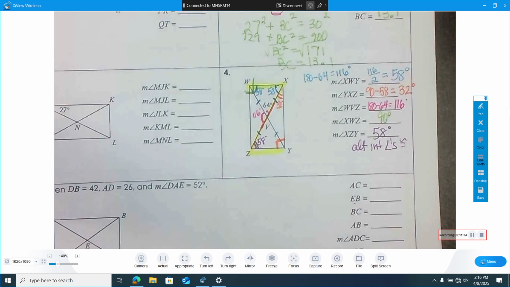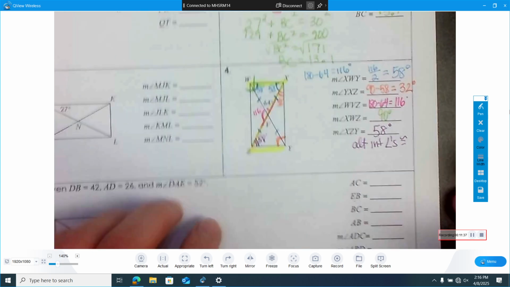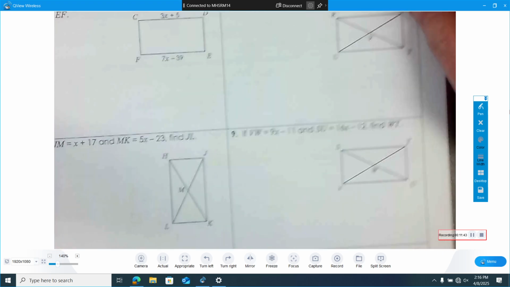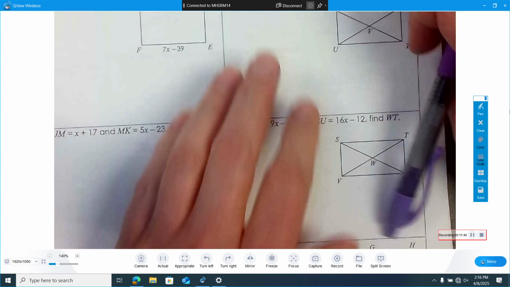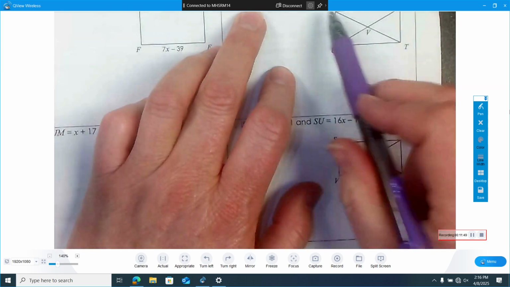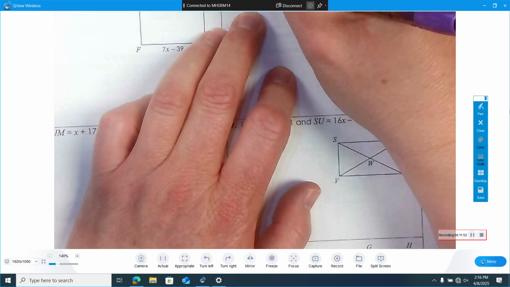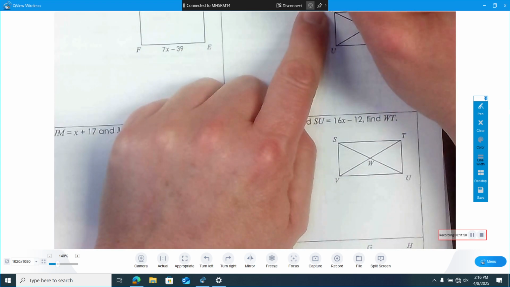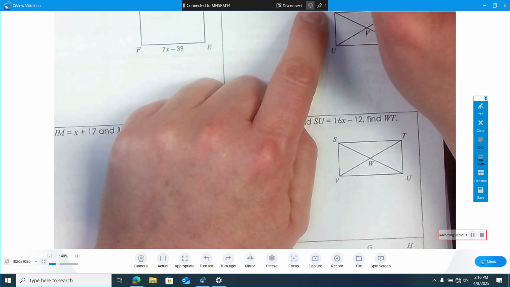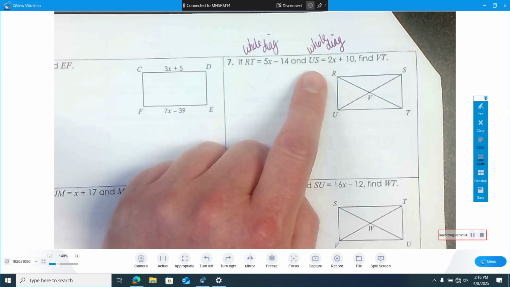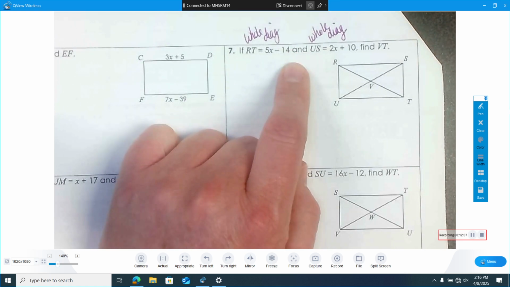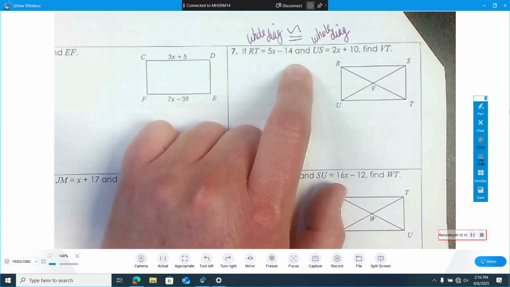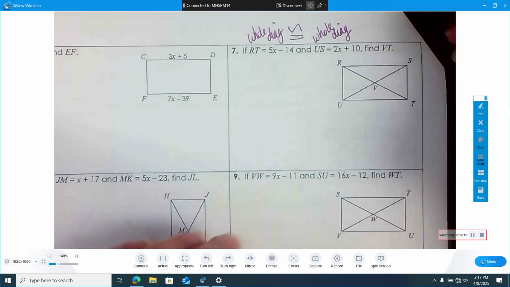Okay, go ahead and turn the page. We're going to look at number 7. Okay, let's see. RT is a whole diagonal, and US is also a whole diagonal. And what do we know about the diagonals in a rectangle? They are equal to each other. They are congruent. The diagonals only in rectangles are congruent.